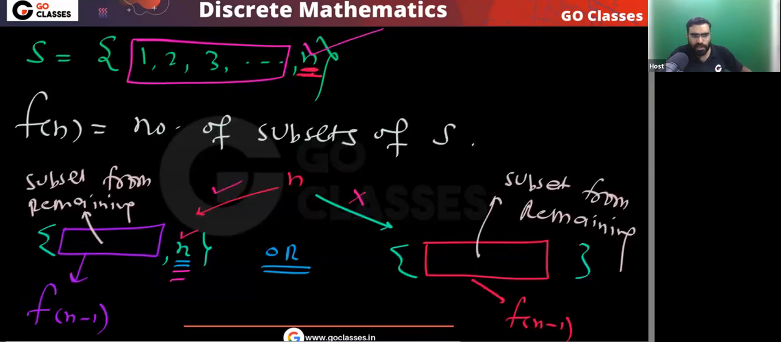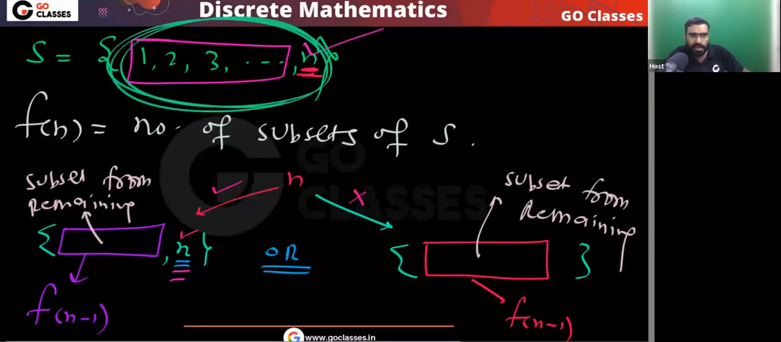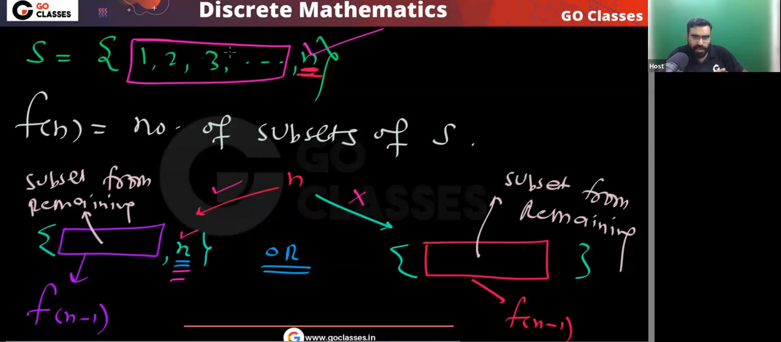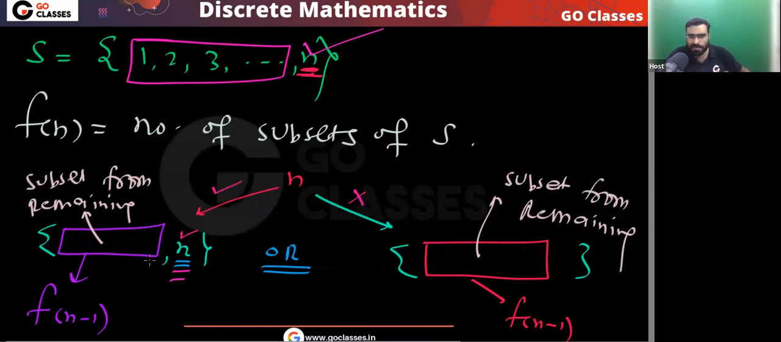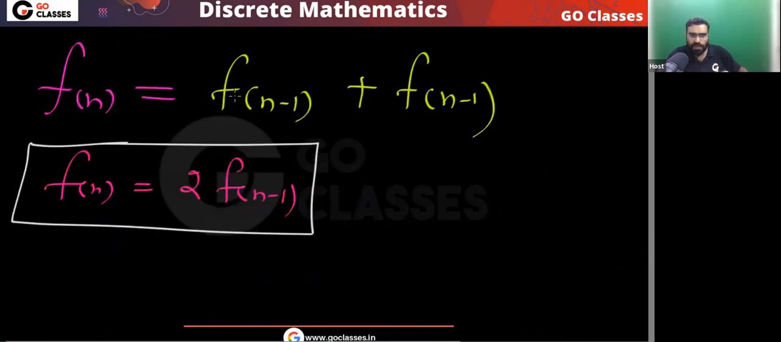You just take any particular element and you can create two cases. Either you take this particular element or you don't take this particular element in your subset. So very simple. If I include this n in my subset, then from the remaining elements, I will create a subset. If I don't include this n in my subset, then also from the remaining elements, I will create a subset. So my answer will be what? Fn equal to 2 into Fn minus 1.